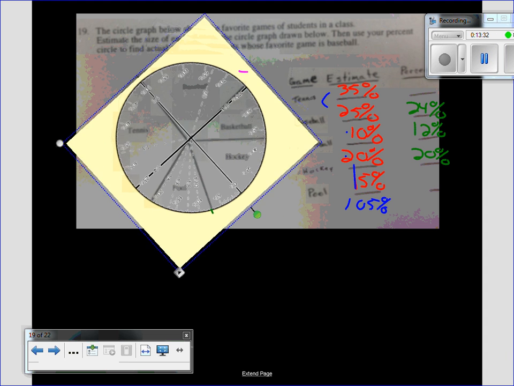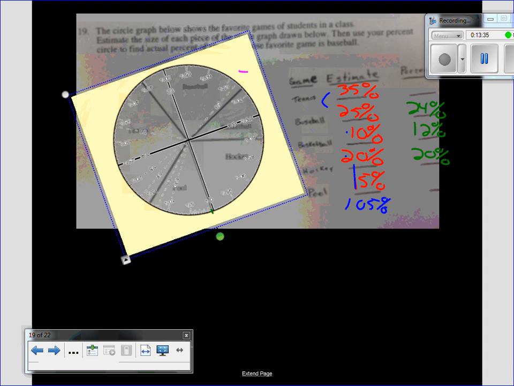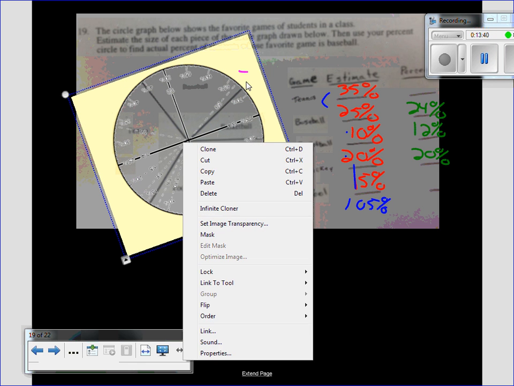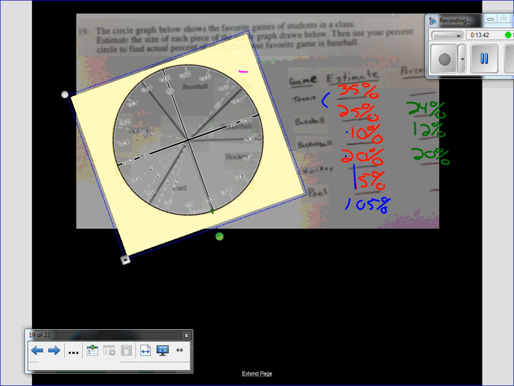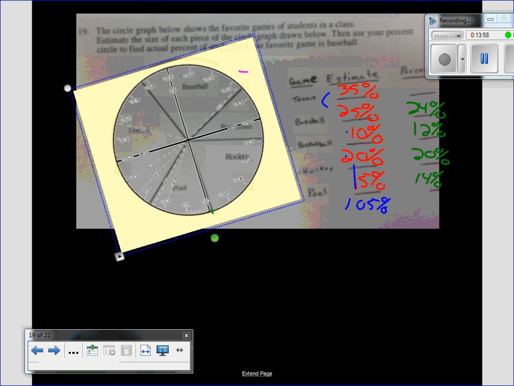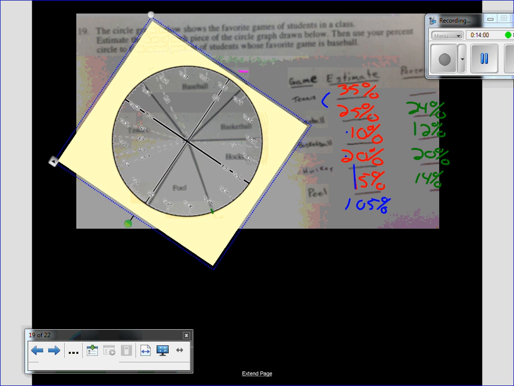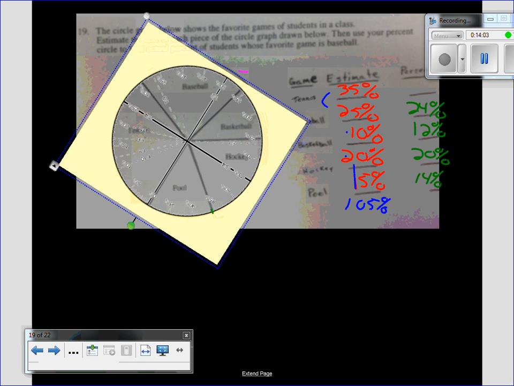Keep on moving my percent circle around. Looks like this one's right around 14%, which is pool. Then I'm going to find this last one, which would be tennis, which was my largest one. Right at the 0 there. Then I'm going to read it around, just like I've been practicing. Here's 30, here's 31.